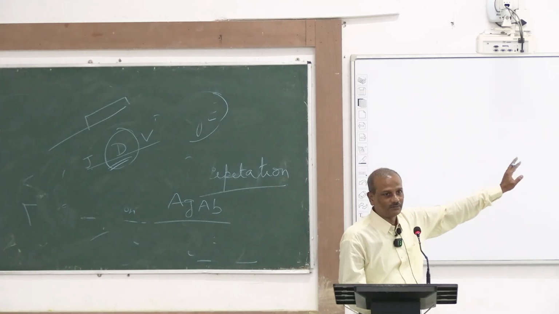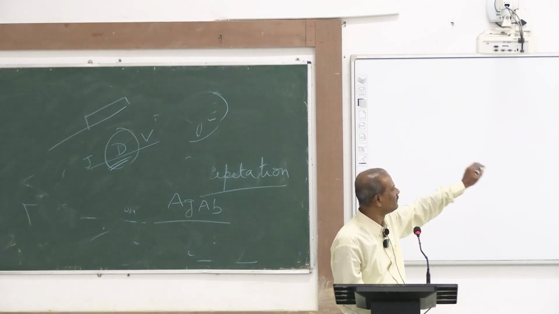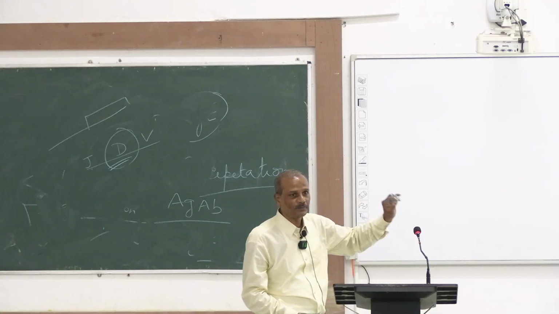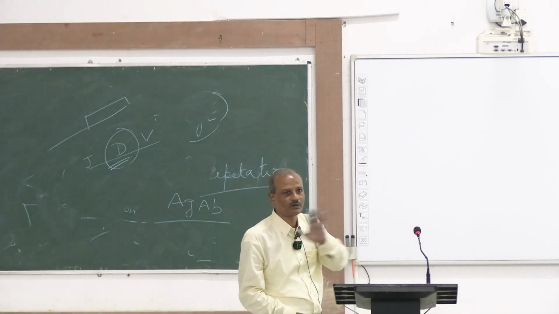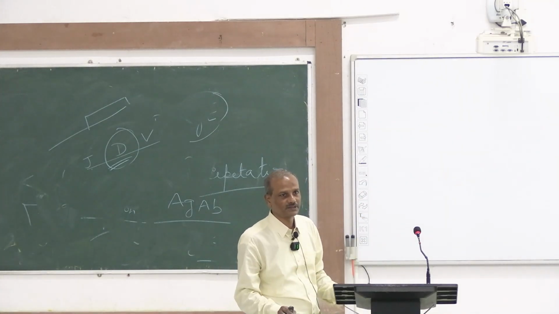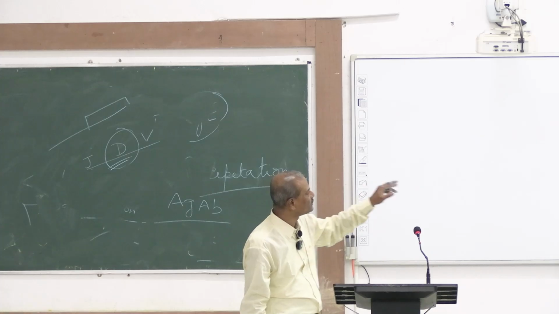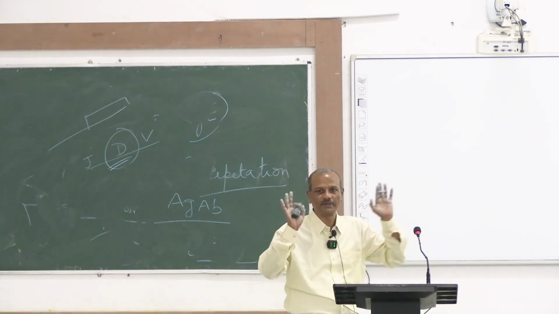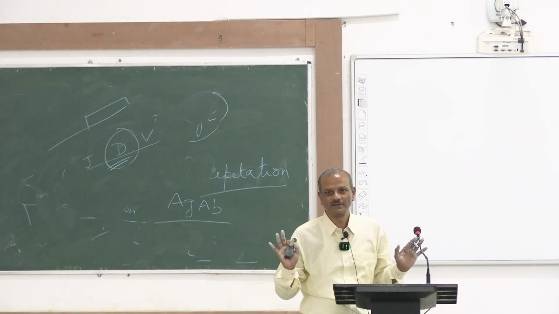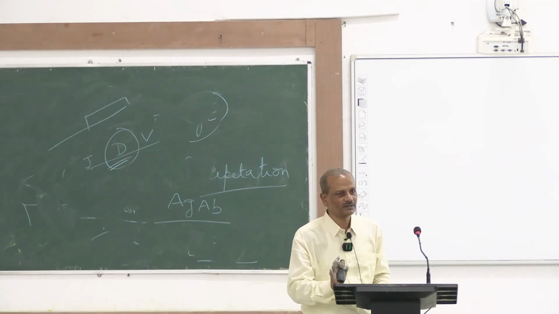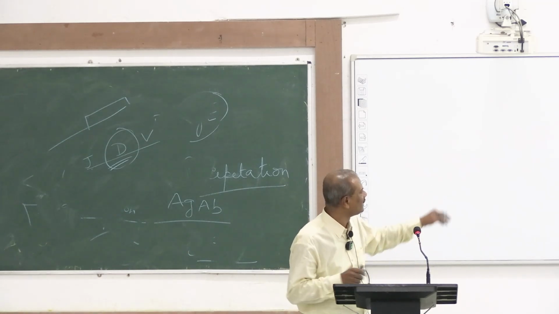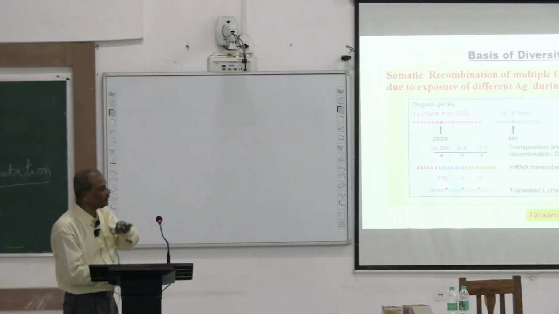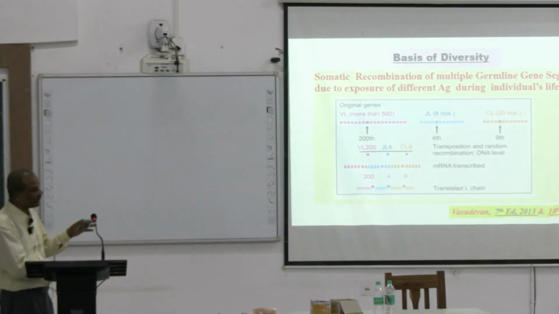Second line you write down, only one line. The somatic recombination of multiple germline gene segments, due to exposure to antigen during the individual's lifetime. This is the basis of antibody diversity. These 2 lines will be sufficient to explain and try to understand. Just note this down, and I'll go to the next one. It will be clear to you.